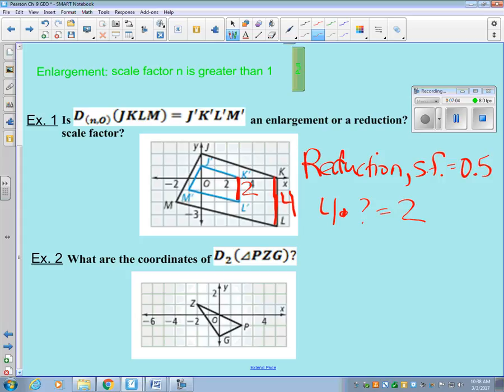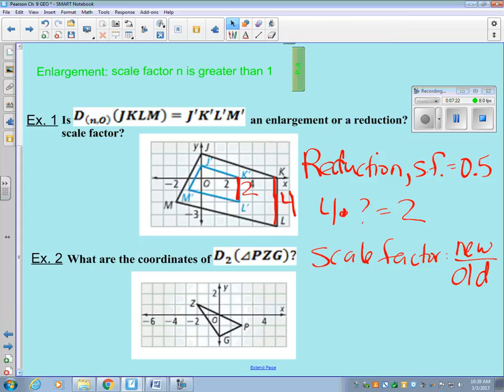Just so that you guys can remember, the scale factor you can calculate, and you definitely want to write this down. It is the new over the old. The new shape over the old shape.